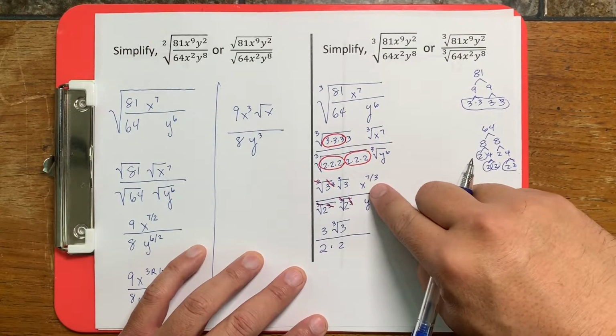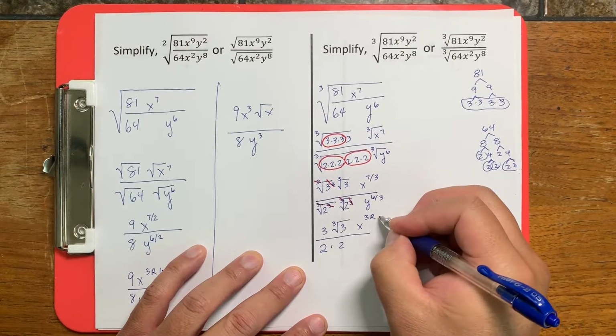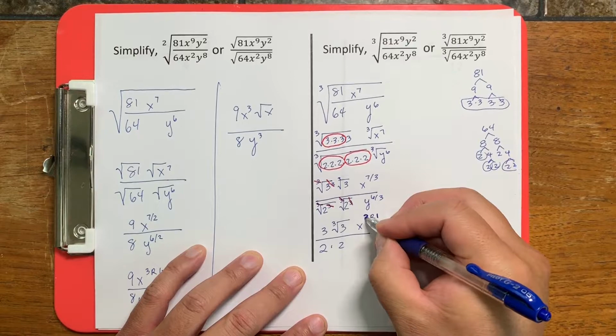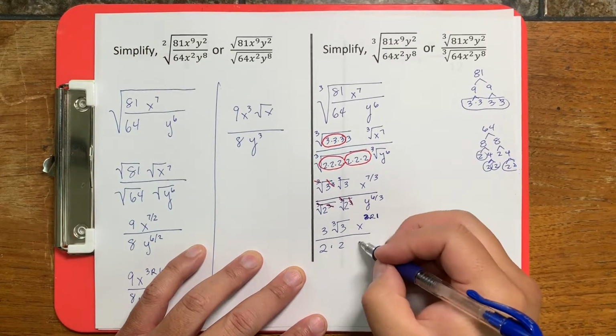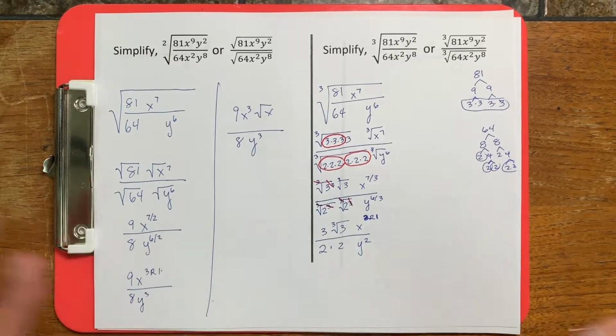Now this over here turns into x, 3 remainder, I'm sorry, 2 remainder 1, so that's a 2, and this over here turns into a y squared. Now let's put it all together.